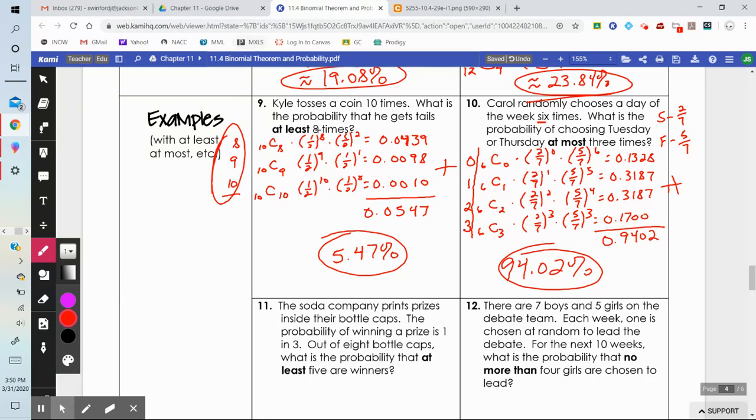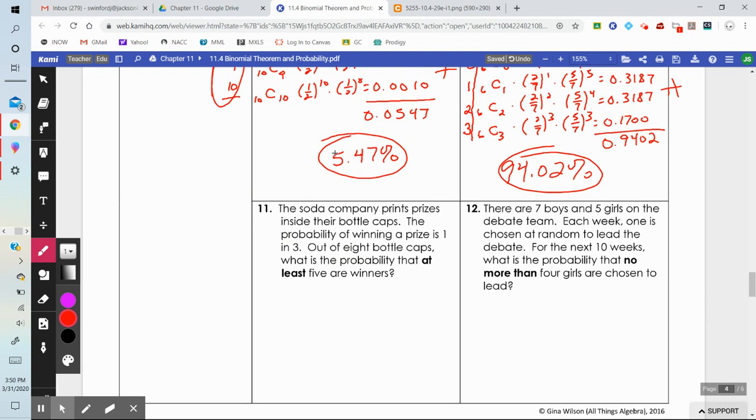Okay. Number 11. Got 2 more problems. The soda company prints prizes inside their bottle caps. The probability of winning a prize is 1 in 3. So that's going to be our success. Out of the 8 bottle caps, what is the probability that at least 5 are winners?